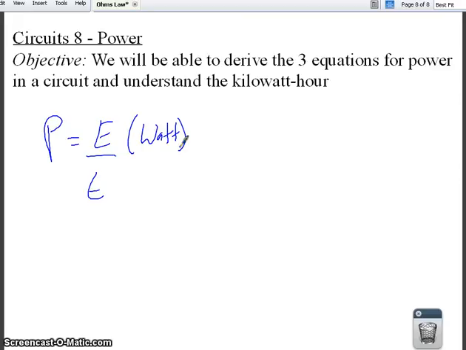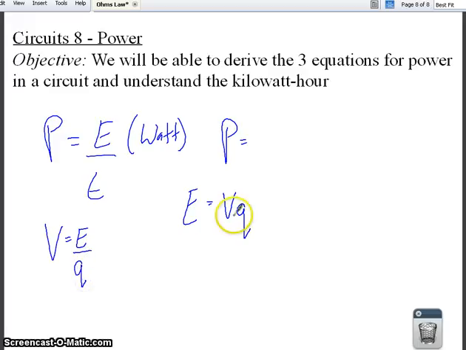Now, what we know about this is that power is equal to energy over time, but energy we learned in terms of electrostatics, energy is equal to volts times charge. Okay, volts times charge. Remember that because volt is equal to electric potential energy over charge. So E is equal to VQ. So power is equal to voltage times charge over time.